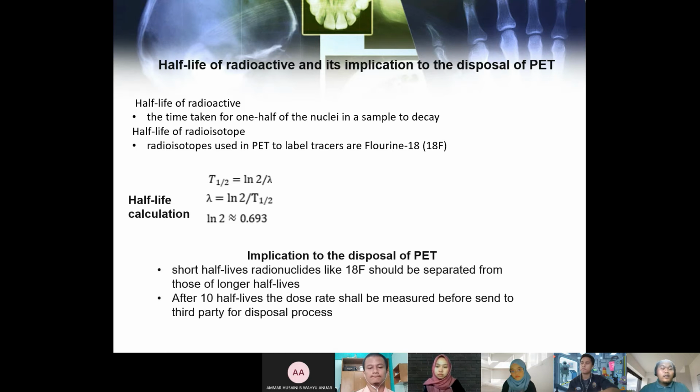So the implication to the disposal of PET waste: short half-life radionuclides like fluorine-18 should be separated from those of longer half-life. And after 10 half-lives, the dose rate shall be measured before being sent to a third party for the disposal process.